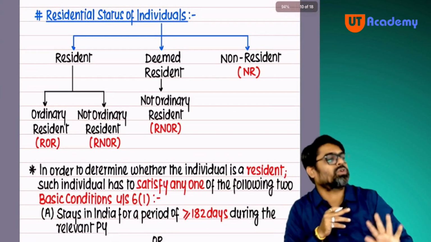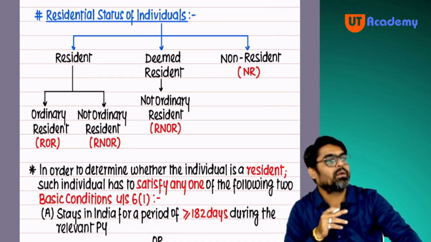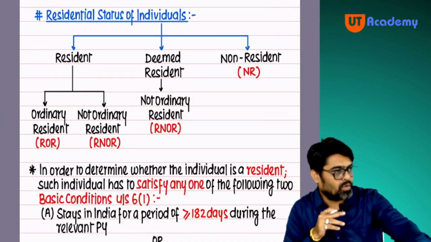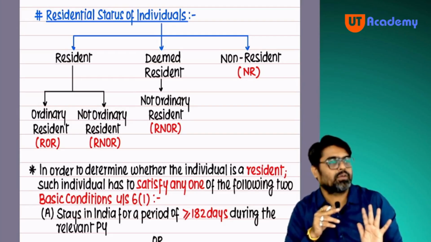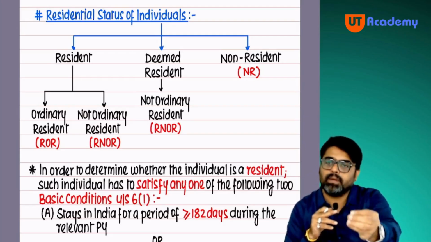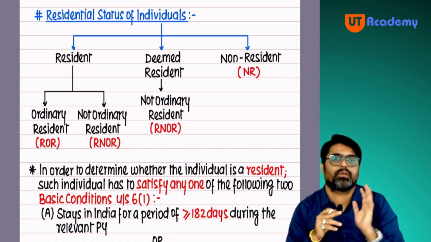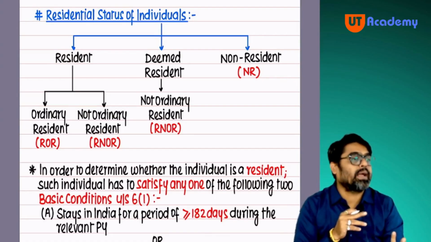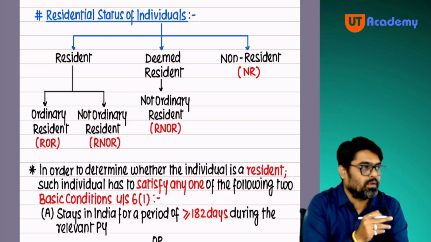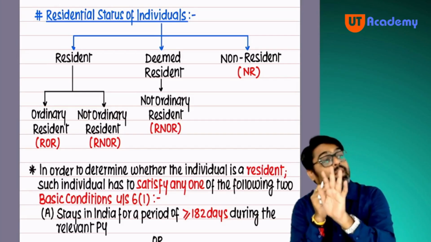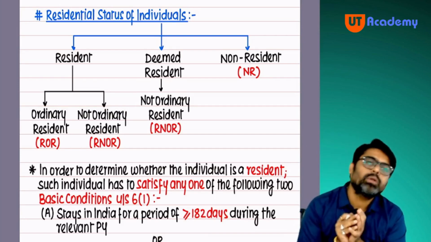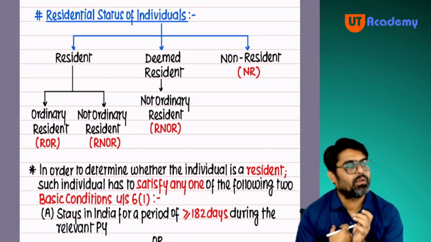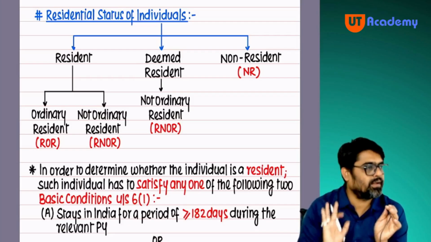See, this is the most time consuming thing. Other than this, other residential status will be over within 5 minutes. Very easy. But the majority of the time we'll have to devote to learn the residential status of individuals. Yes or no? So tell me, are you an individual? I am an individual. Every natural human being is an individual.